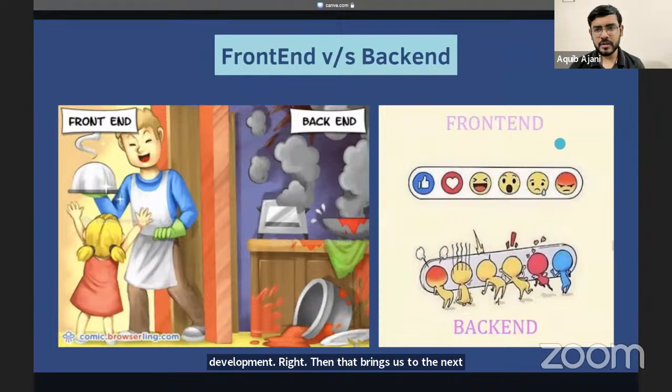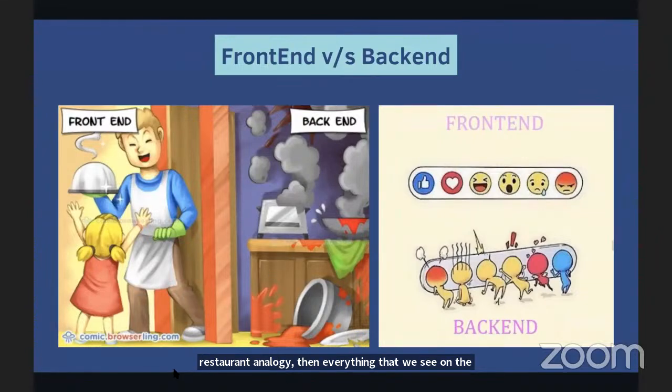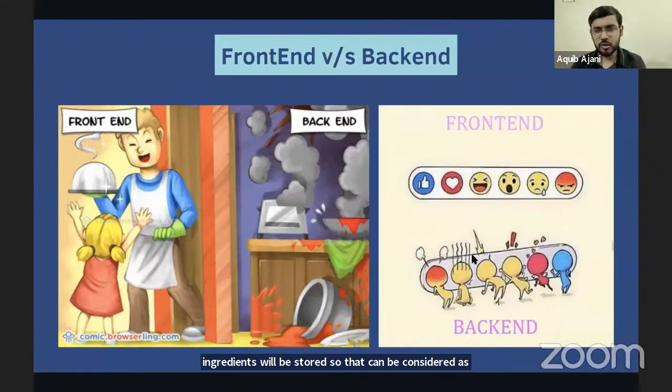So that is front end versus back end. Right. So again, in front end development, we have everything that is visible to the user. So all the UI aspects, the UI elements, that will make up the front end of the website, right? So again, if you consider a kitchen analogy or a restaurant analogy, then everything that we see on the table where we are seating, all of that area, that is the front end of the restaurant. And then we will have something called the back end, which is where all the ingredients will be stored. So that can be considered as data storage. That is where all the food will be cooked. So kitchen, cooking area, and ingredient storage room, all of that will make the back end and the database of the setup.